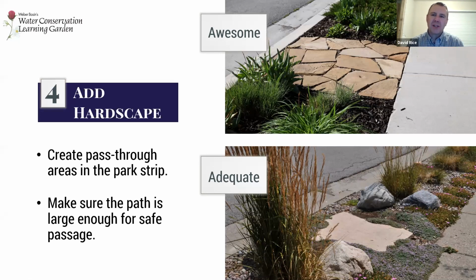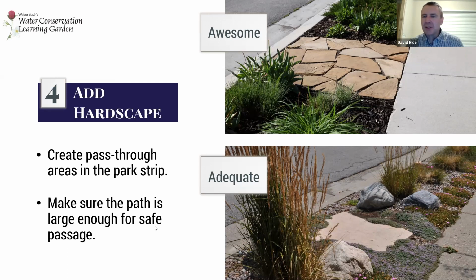If you want rock material or some pathways or something crossing, this is the step where you add the physical elements that aren't going to be growing. This is the step of all the fun stuff that's not plant material. Plant material comes at the very last with the mulch. So this is to create pass-through areas so people can walk. And then you're also making sure the path is large enough and smooth enough for safe passage.